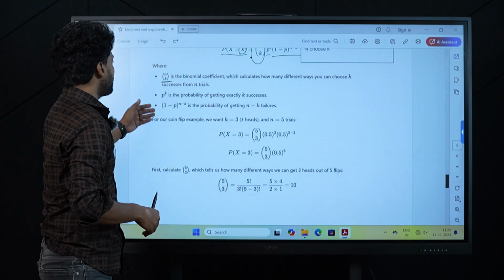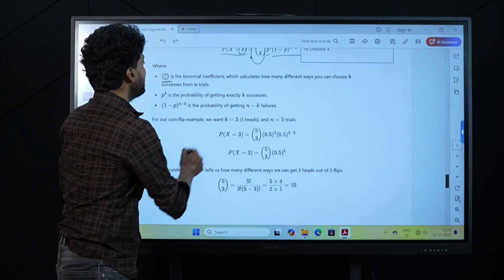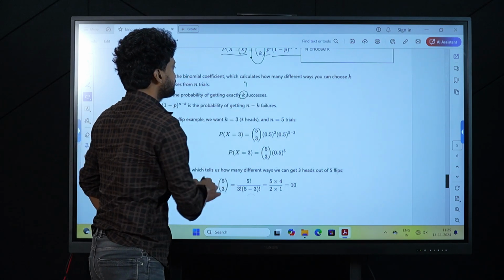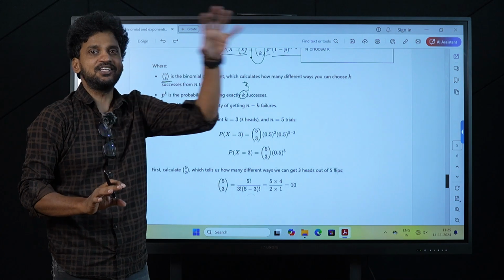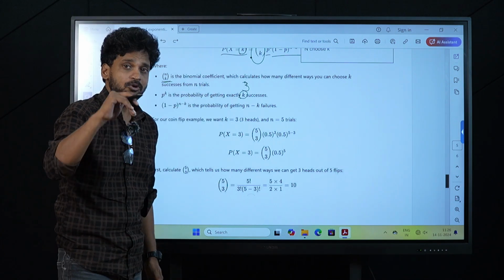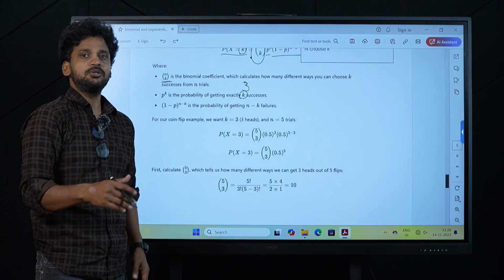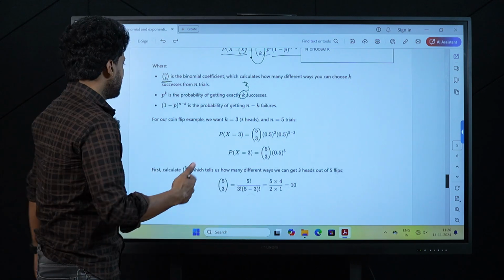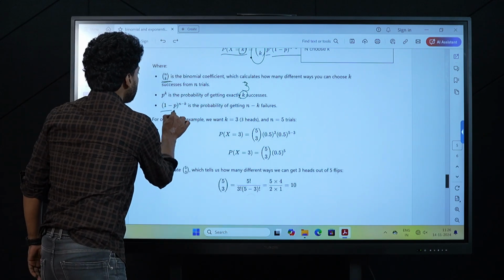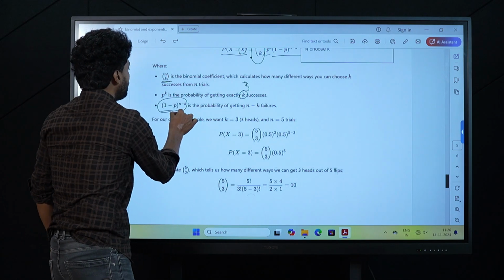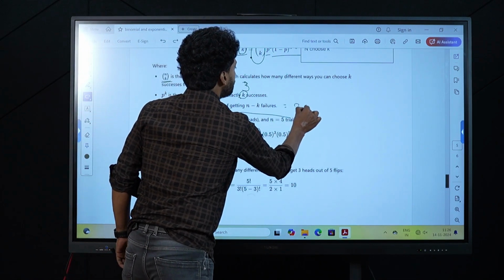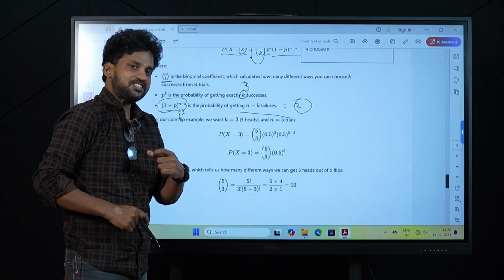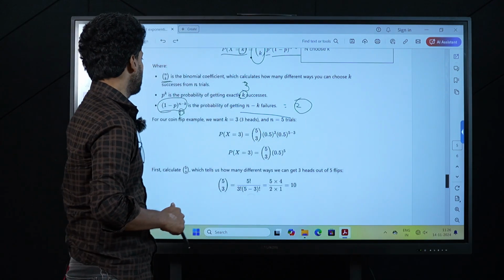The next thing, p power k, gives you the probability of getting exactly k successes, that is 3 successes. If you have to get 3 successes, as I already told you, there has to be 2 failures. That is what (1 minus p) power n minus k gives you: the probability of getting n minus k failures, that is 2 failures. If you want 3 successes, there have to be 2 failures.